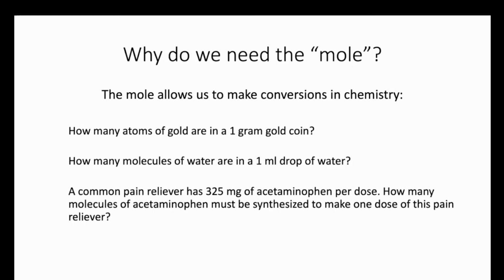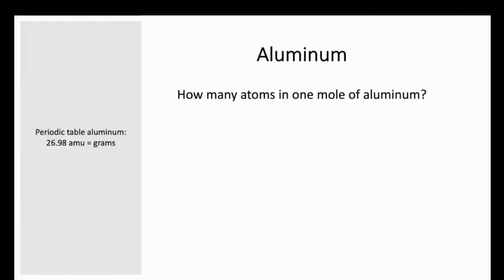And something that's probably a little more applicable, a common pain reliever has 325 milligrams of acetaminophen per dose. If you're making those doses, you need to know exactly how much acetaminophen you need to make to put in that dose. And this is what's happening in pharmaceuticals and in STEM careers all the time. And the mole helps us answer these questions.